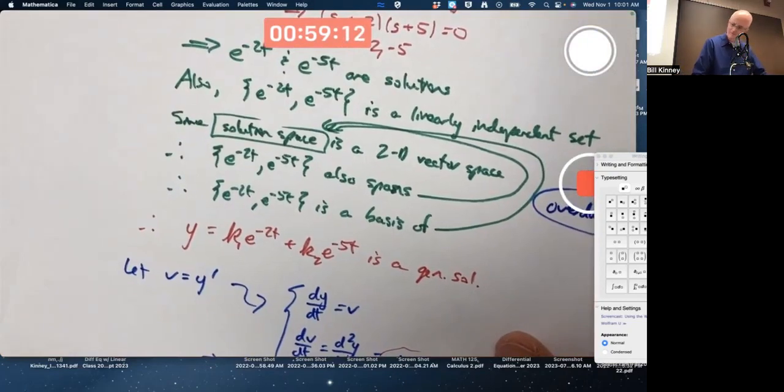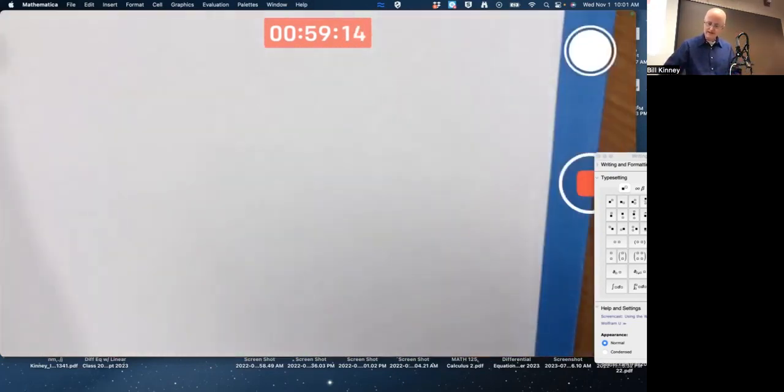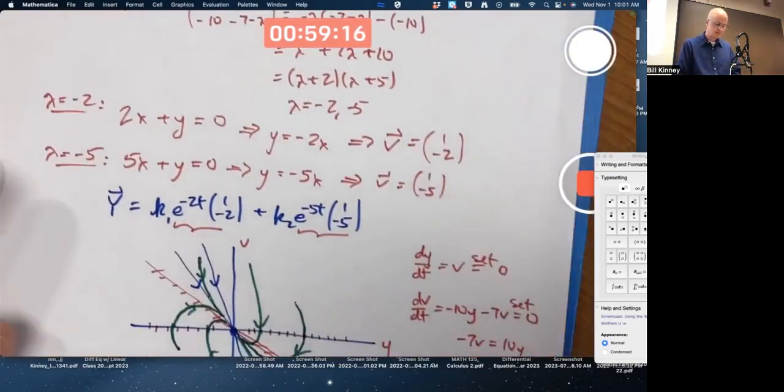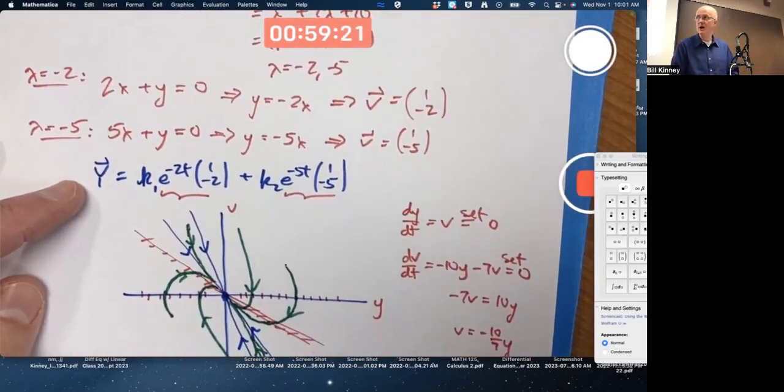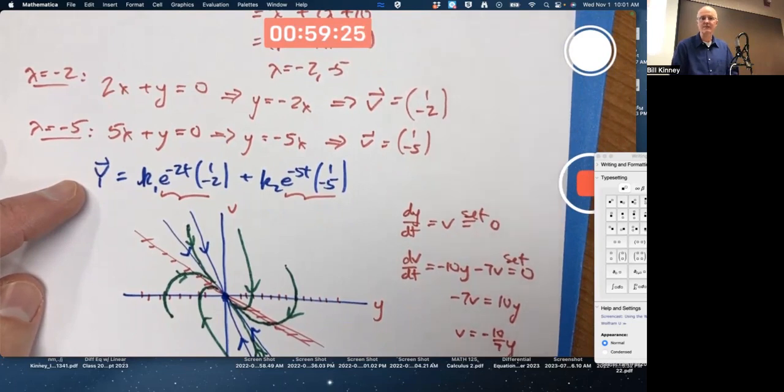Where is it? And this general solution, let's use this to solve a generic initial value problem. And we'll use Mathematica to help us.